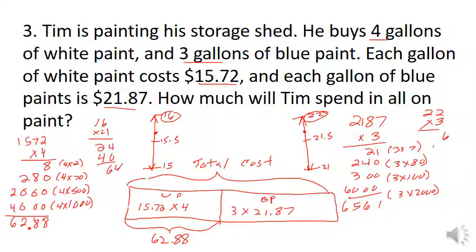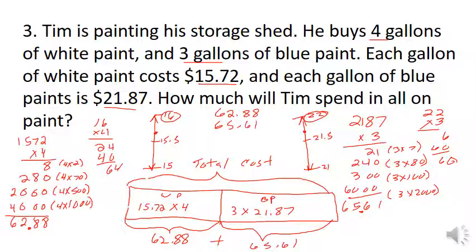times 3, and we know that's going to be 6 and 60, so it'll be 66. So our estimation tells us our decimal point has to be right there at 65 and 61 hundredths. So now we can see we have 65 and 61 hundredths, plus the 62 and 88 cents. To find the total cost, we're going to add these two together.